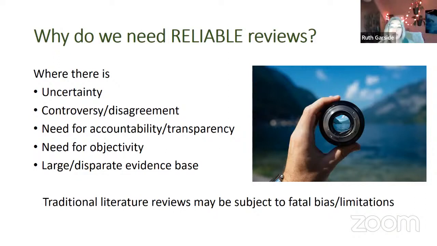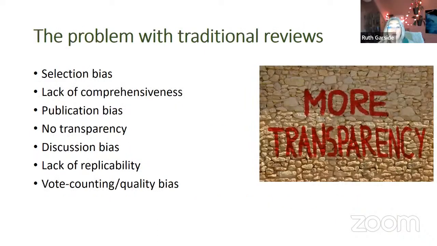Traditional literature reviews may be subject to a range of limitations or fatal biases. The problem with traditional literature reviews, and this probably isn't an exhaustive list, is things like selection bias, so including only some of the studies on a particular topic, and particularly selecting studies which have the desired answer from your perspective.